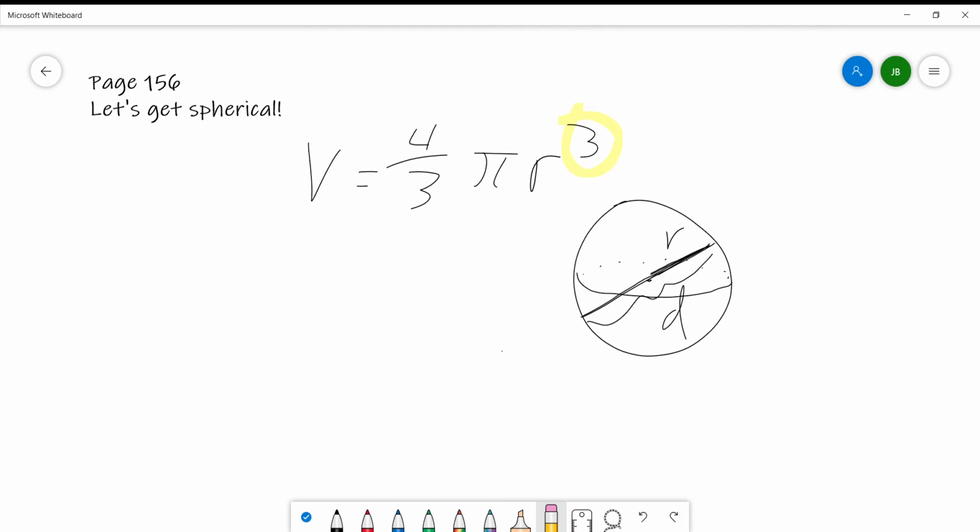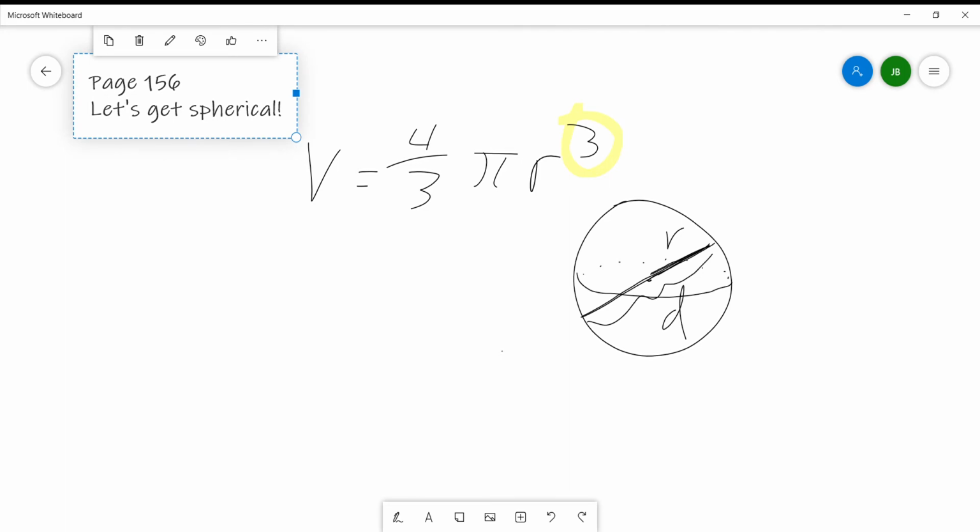So we're going to pause and we're going to do guided practice number 1 on page 157. Guided practice 1. Ready, set, go.